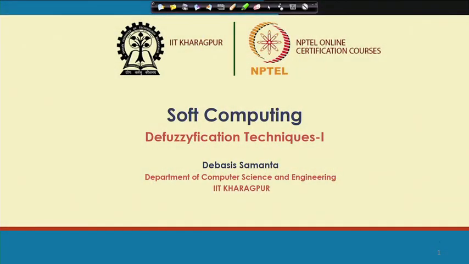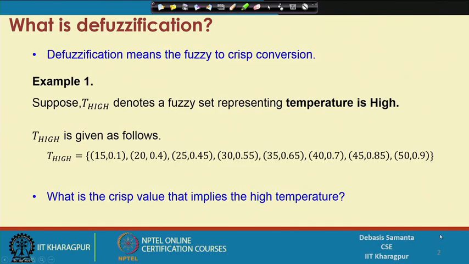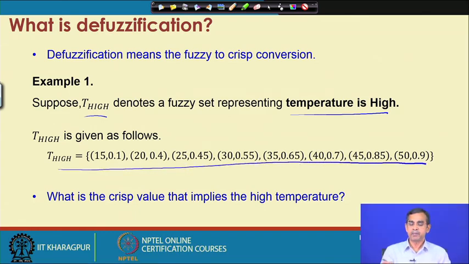So, we say defuzzification techniques part 1, and let us see the concept of defuzzification. As I told you, defuzzification means going from a fuzzy value to a crisp value. As an example, T high is a fuzzy set representing that the temperature is high, and this fuzzy set takes this form. Our objective is, if this is a fuzzy set, then exactly what is the high temperature in terms of a crisp value? That means, what is the crisp value that implies high temperature.